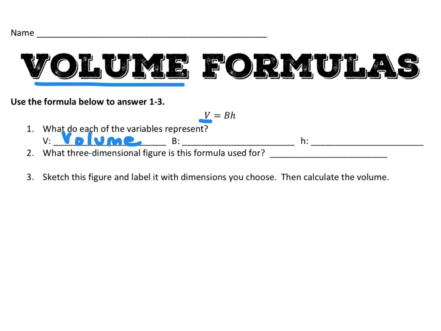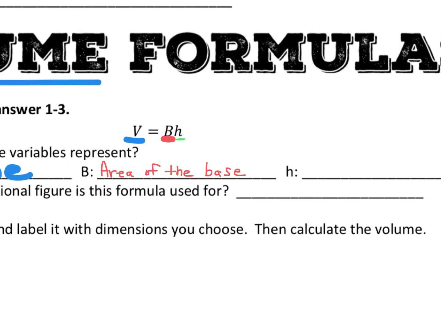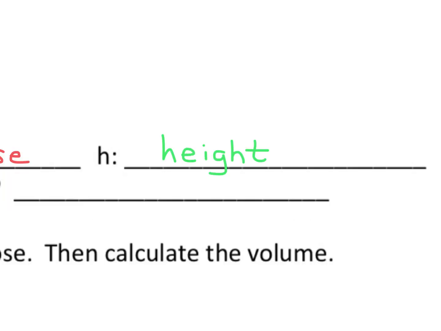And then notice that the B is capital B. We've talked about this in class. The capital B stands for the area of the base. Okay, so that's an important distinction. It's a capital B, so that's the area of the base. And then the letter H, you probably know, that stands for the height. So that's the distance from the base to the top.